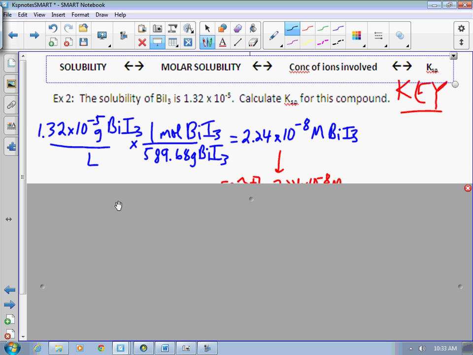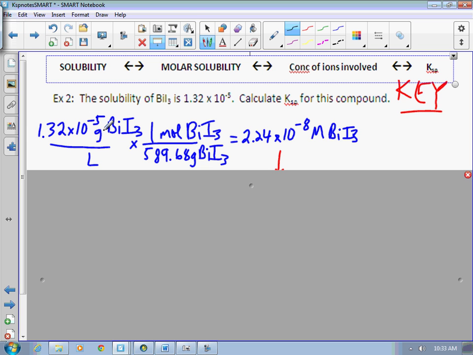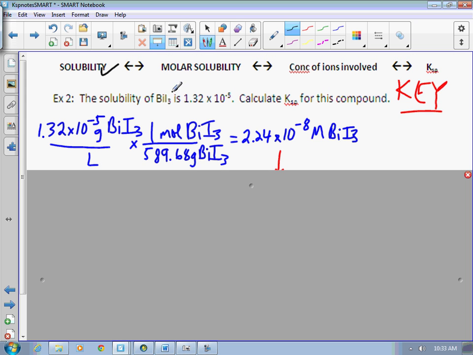All right, so first step is, here's my gram solubility, so it's grams of bismuth iodide per liter. So I'm going to convert it to moles per liter. Now keep in mind, this is the molar mass of the entire compound. So now this is my molar solubility. This is how much of the bismuth iodide in total would dissolve. So that's this step and this step.